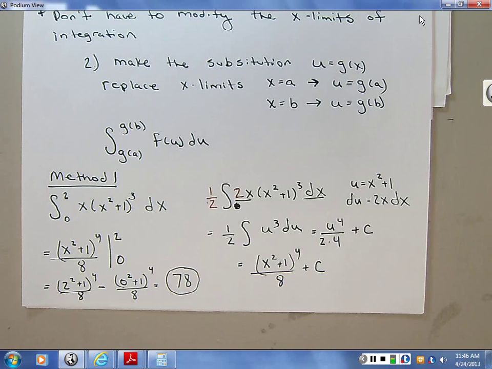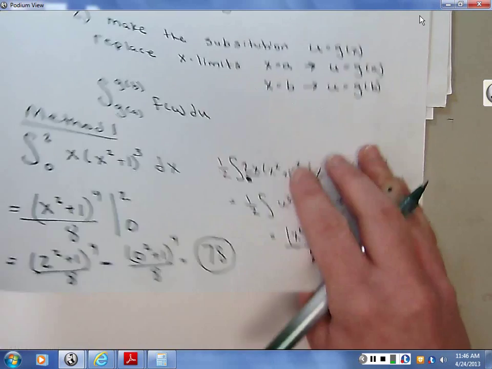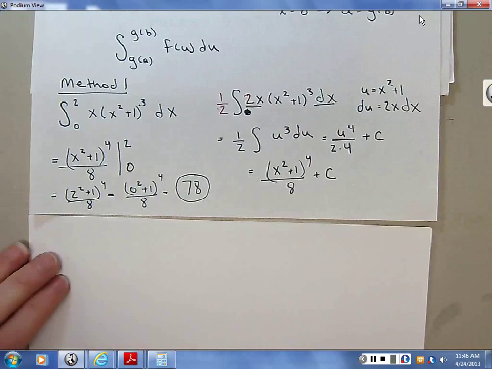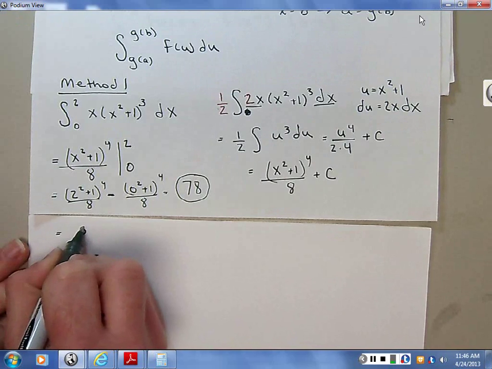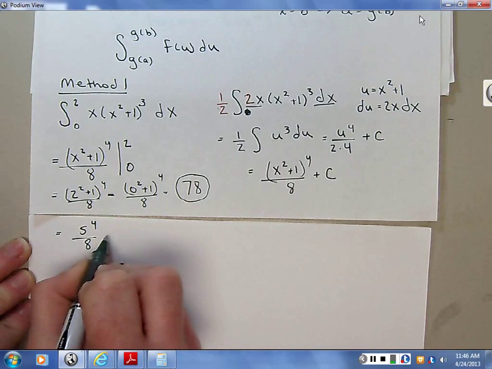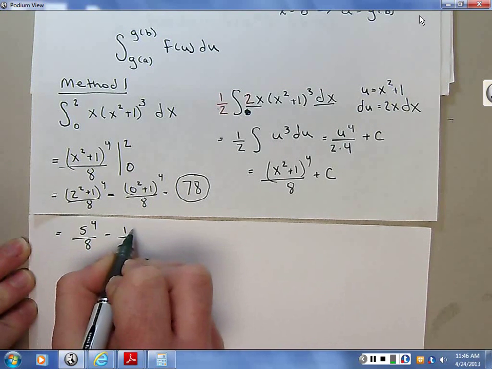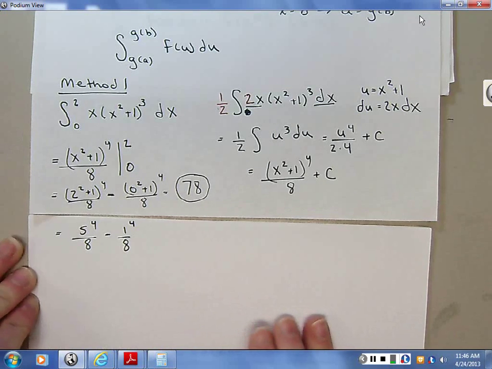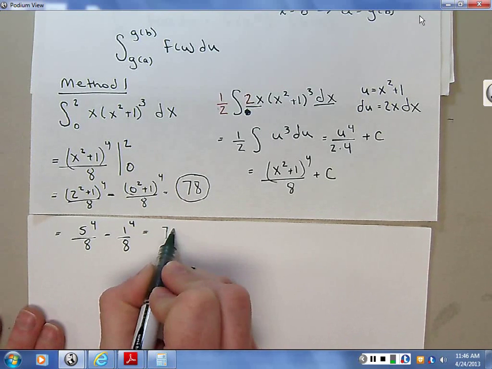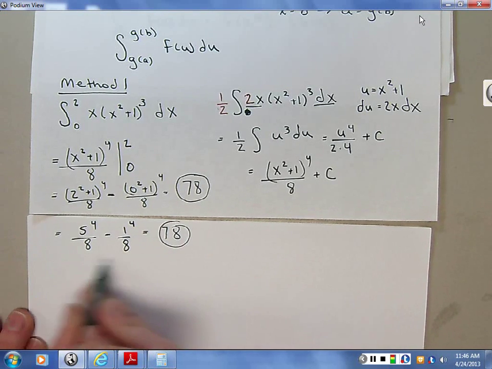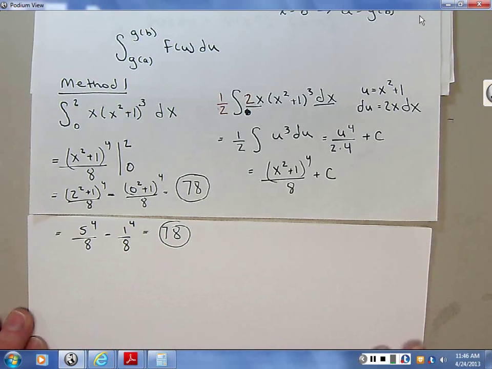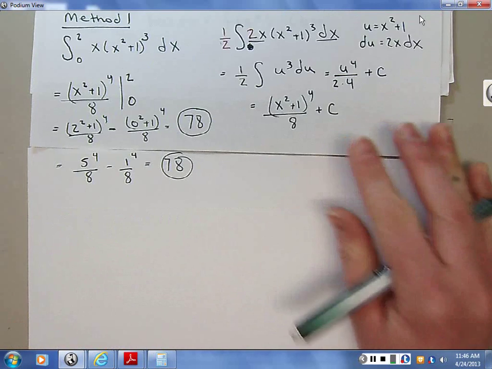And really, if I'm going to drop down to the next page here, this is going to end up being 5 to the 4th over 8 minus 1 over 8, right? Which is 7/8. Our next integral will look like this. So I wanted to write that. So let's look at method 2.